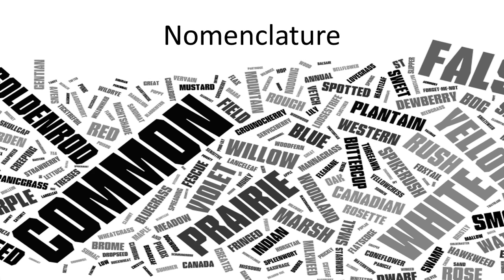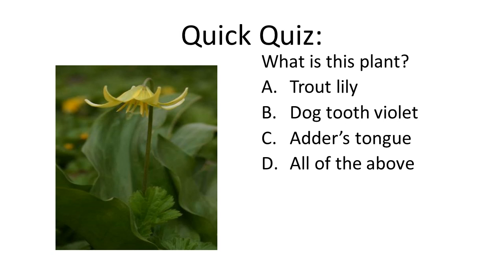For everyday use, we use what is known as the common name. Common names are often common only to a localized region. So what is this plant? Is it a trout lily? Is it a dogtooth violet? Is it an adder's tongue? Or is it all of those? It is D. It's all the above.